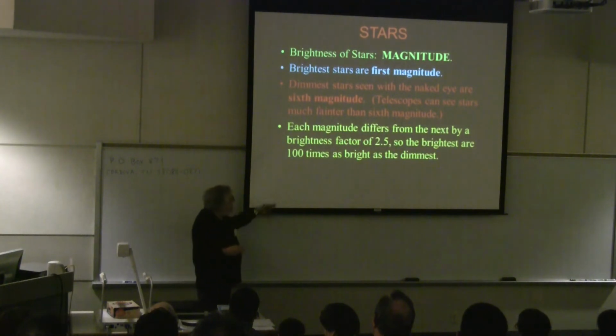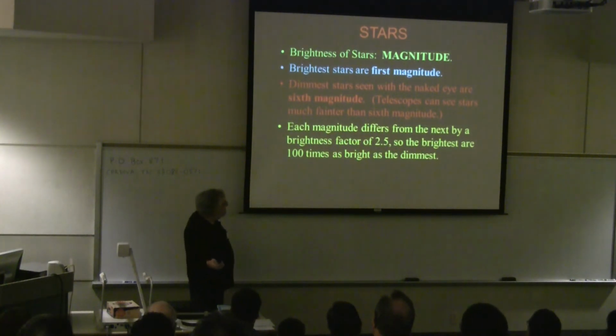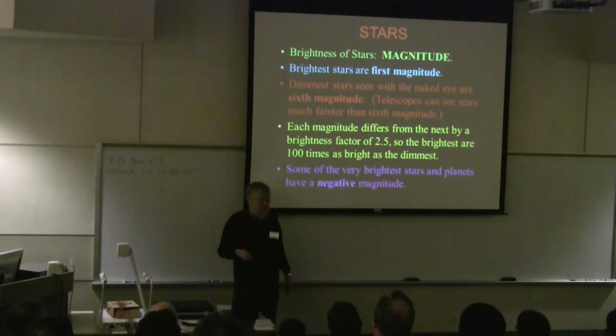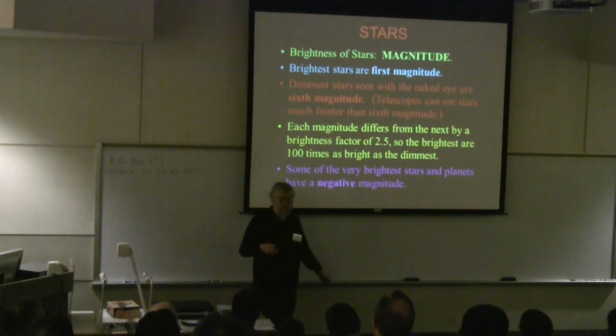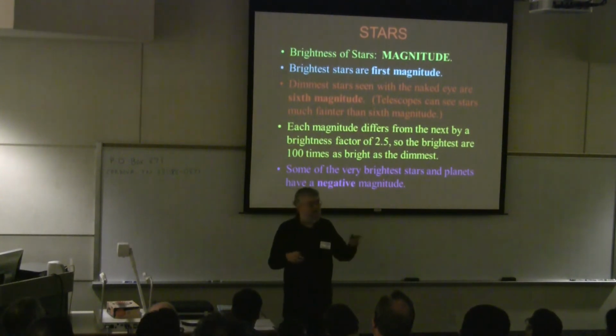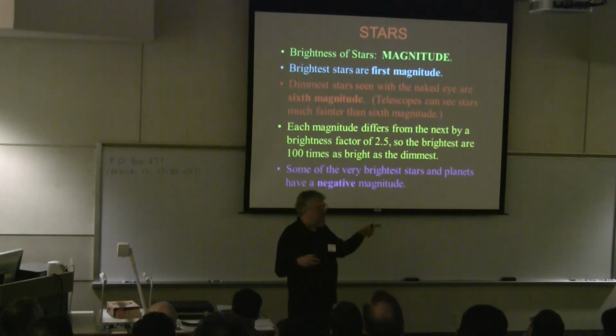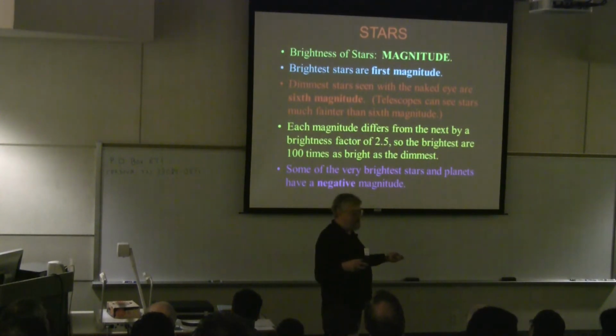Okay, I already mentioned that, 2.5. So brightest 100 times as bright as the dimmest. Now we know that there are a number of stars that are brighter than first magnitude. Well, counting backwards from first, we come to 0. So there are several 0th magnitude stars. And then there's 2 that are even a negative magnitude, one of which we can see from here, and that's Sirius, the brightest star in the sky. It's about magnitude minus 1.5 nearly.